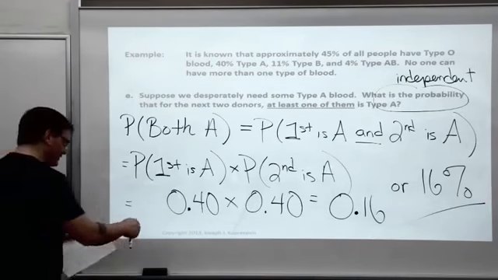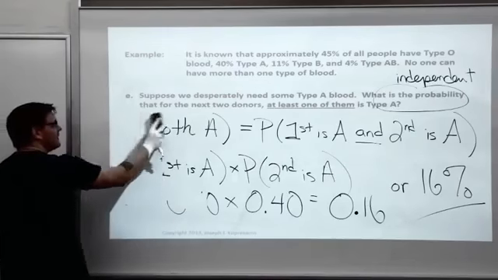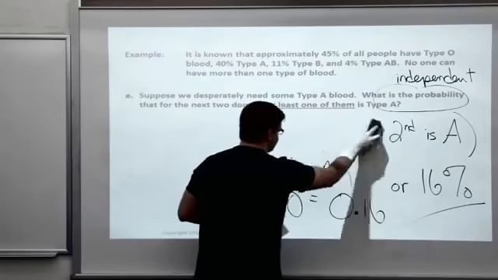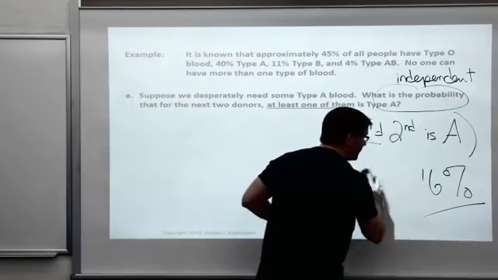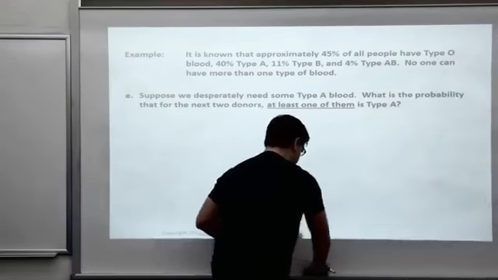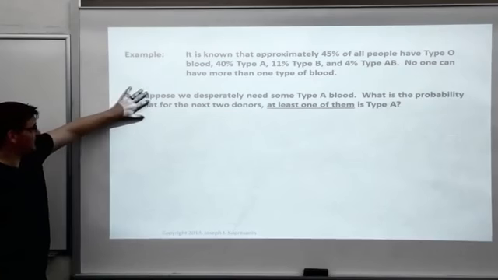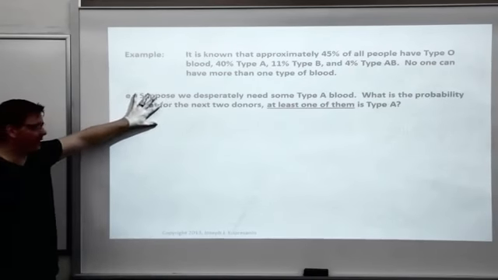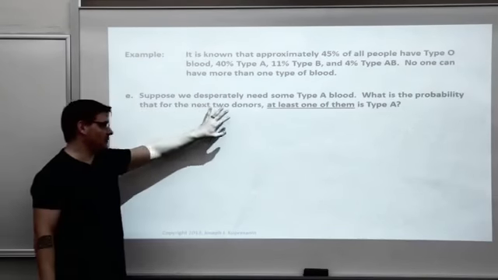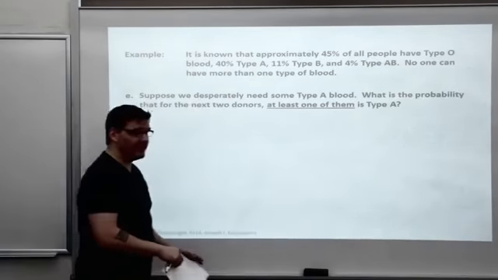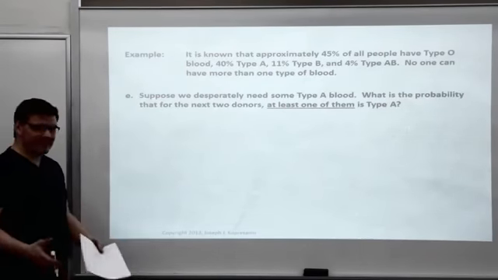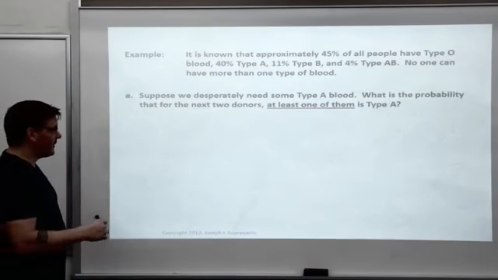They're getting trickier, so let's focus. Make some space here, might go off to the sideboard. What do we have? Party, students. Suppose we desperately need some type A blood. There's an emergency. What's the probability that for the next 2 donors, at least one of them is type A?